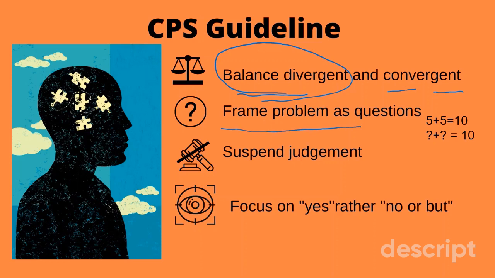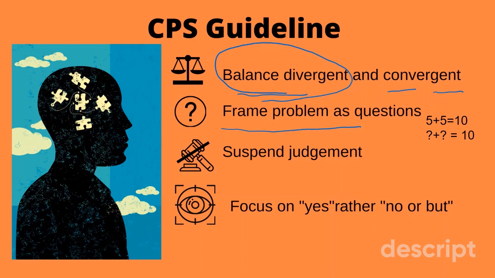Second is frame problems as open-ended questions with multiple possibilities. Each of these open-ended questions will generate further ideas. The first example question will only have one right answer: 5 plus 5 equals 10. The second question should have multiple possibilities: what are the two numbers that add up to 10? So the answer could be the same, which is 10, but the question is framed differently to unlock a range of possible solutions.